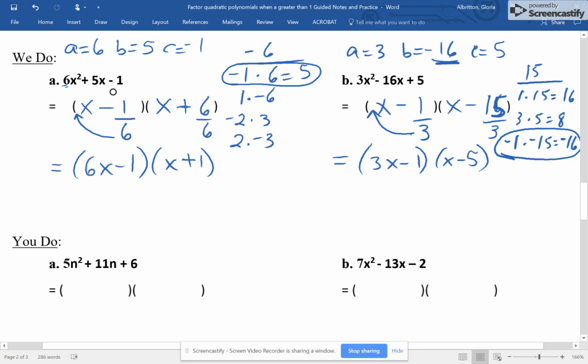So look back over these notes, because I know it's quite a few steps. And it's different and it's new. And see if you can work on the you do problems. See you next time.